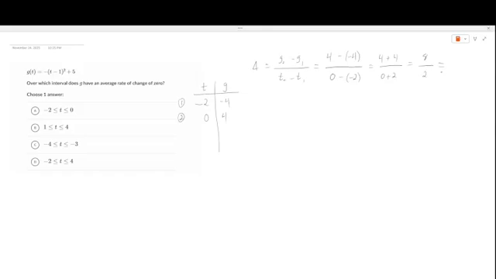This is not G having an average rate of change of 0 because, as we can see, 8/2 would equal out to be 4, which is not an average rate of change of 0. So we can X out this option, because it is incorrect. So now we will continue on to option B.